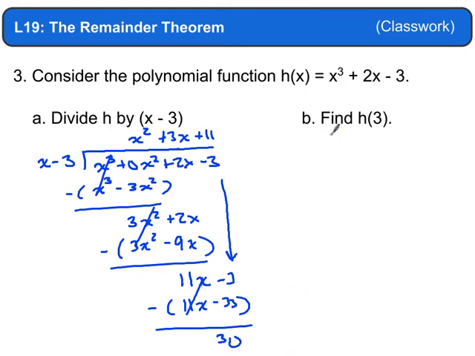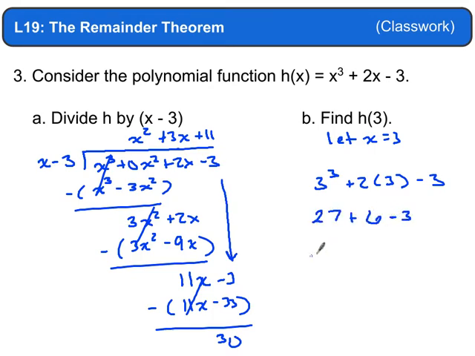Right, same idea. Let x equal 3. So we have 3 to the third power plus 2 times 3, and then minus 3. So this gives us 27 plus 6 minus 3. And so then we end up with 33 minus 3. And we get that same 30. So then again, we were able to use that remainder theorem like we proposed in that idea.